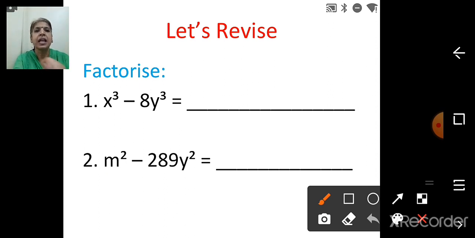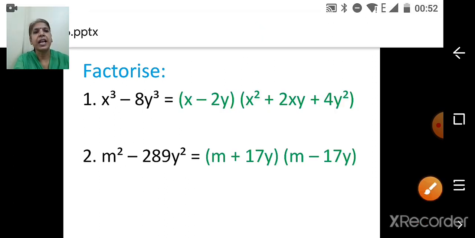Second one is m square minus 289y square. So which formula is used here? Difference of two squares. m square is square of m and 289y square is square of 17y. So it is 17y the whole square. So the factors are m plus 17y, m minus 17y. So check the answers, children.